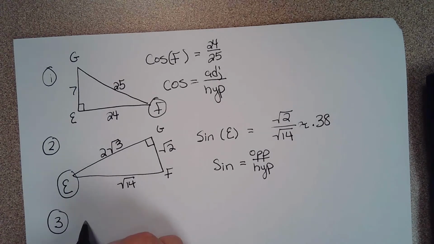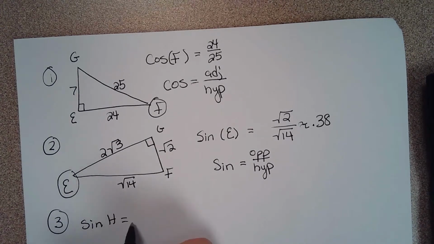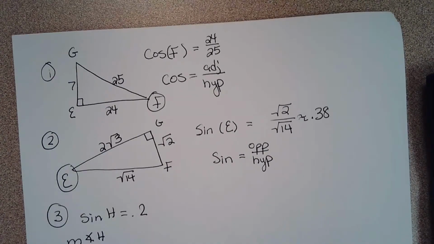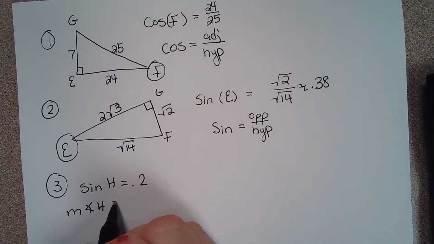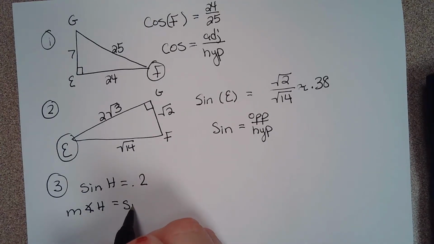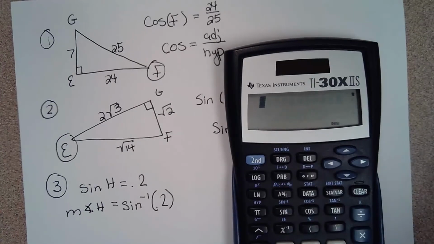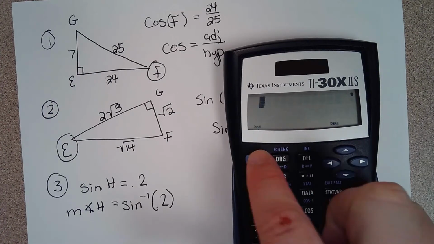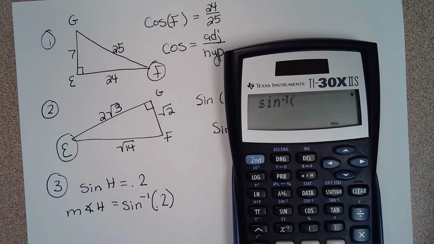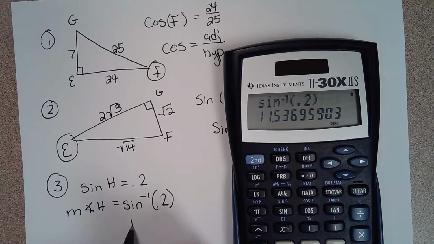For number 3, sine h equals 0.2. So we know we're going to use sine as the setup. The measure of angle h equals sine -1 of 0.2. In my calculator, I am going to hit second sine, and then I put in 0.2. And this is going to give me 11.5 degrees. So that is the measure of angle h.